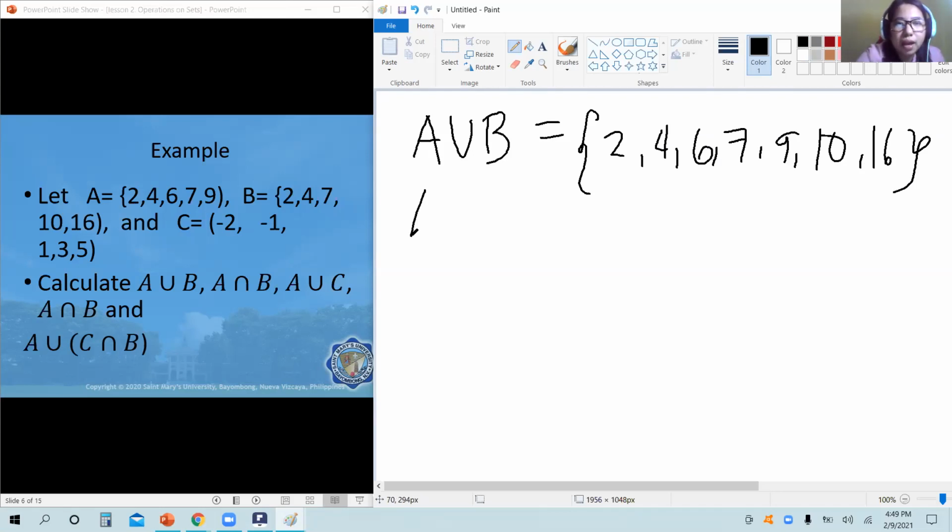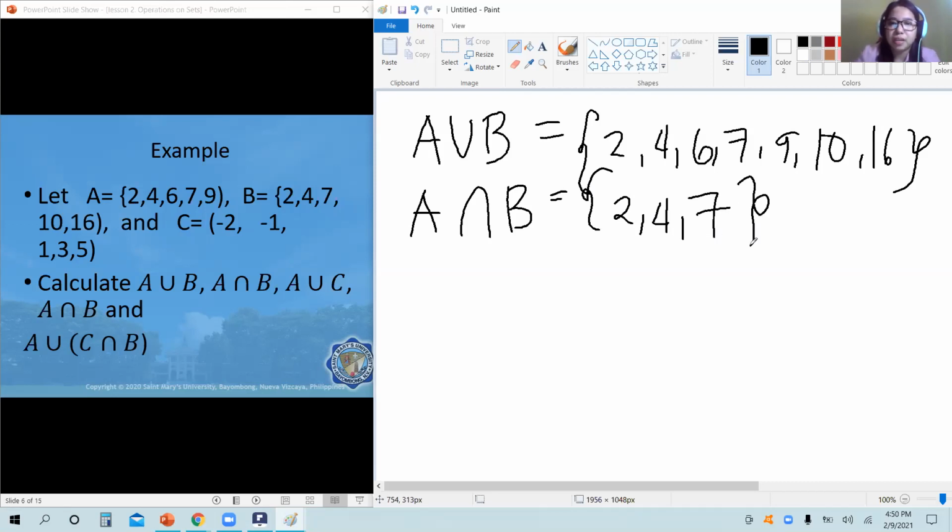How about A intersection B? A intersection B contains the elements in A that are also in B. What are the common elements in A and B? We have 2, 4. We do not have 6 on the other side, but we have 7. So it is 2, 4, 7. That's A intersection B.